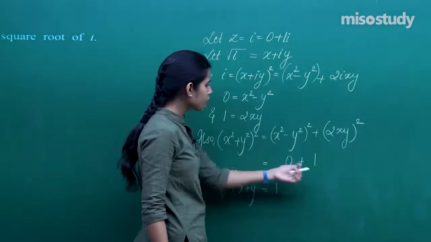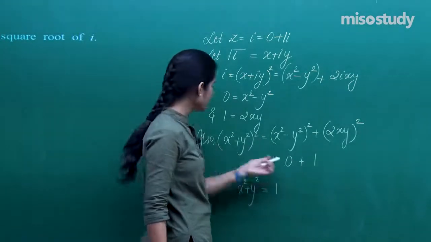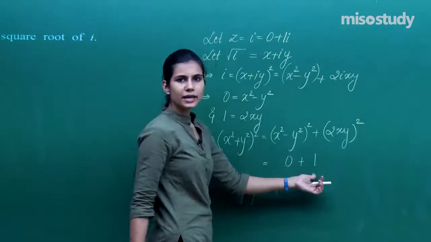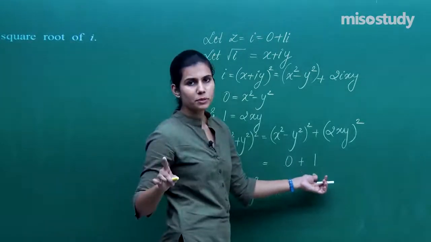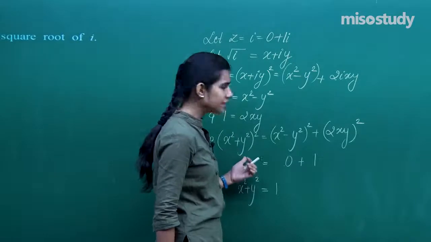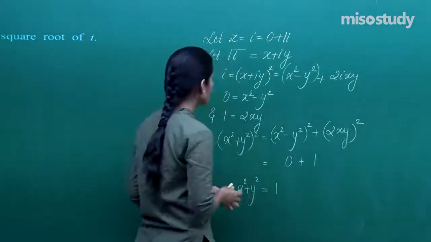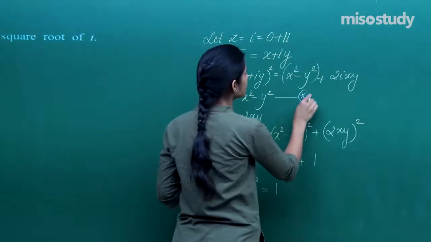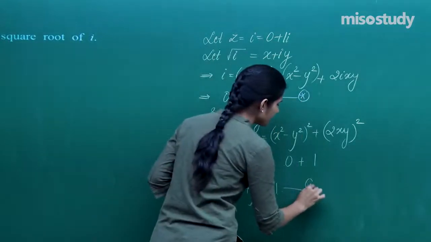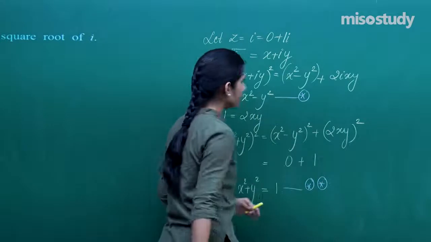x square plus y square whole square is 1. That means the next step you would say x square plus y square equals plus minus 1, but it cannot be minus 1 because x square is non-negative, y square is non-negative, and the sum of two non-negative terms is non-negative. We have got x square minus y square is 0 and x square plus y square is 1.